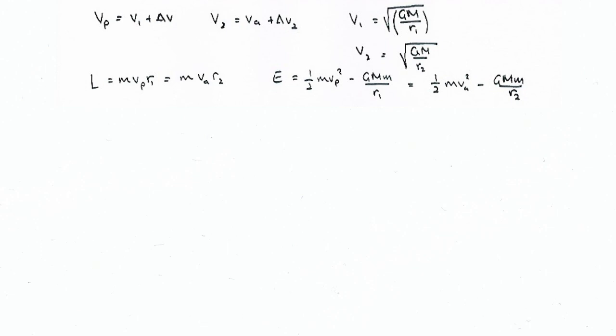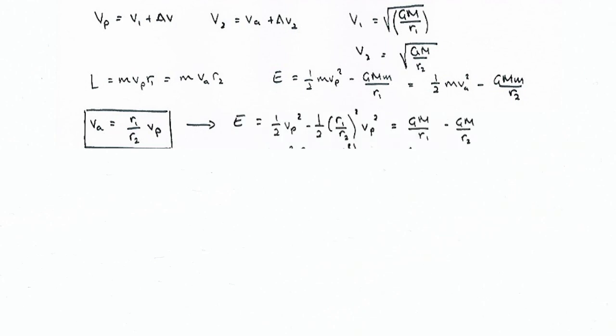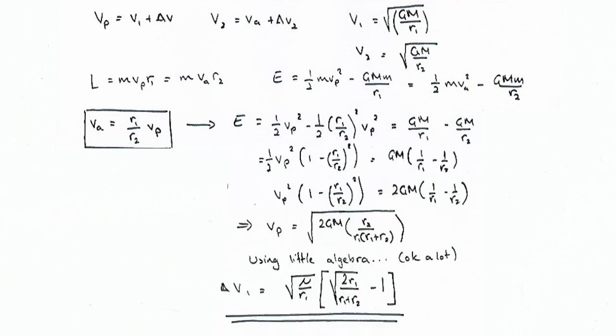First, let's try and write Va, which is the velocity at apogee of the transfer orbit, in terms of Vp. There, we can already have a way to write it down. Just use the equations of angular momentum. Now we can substitute this into the energy equation and rearrange the factor. With a little bit of algebra, we can essentially boil this equation down to Vp is equal to the square root of 2 mu times R2 divided by R1 times R1 plus R2.